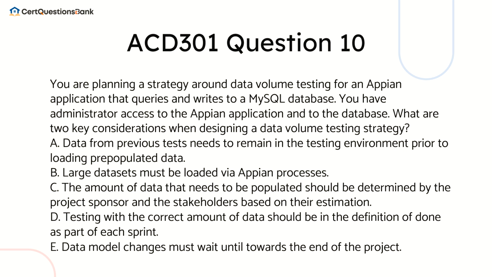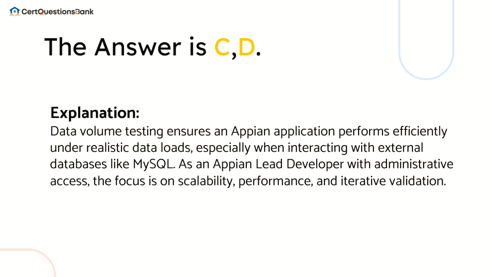B. Large datasets must be loaded via Appian processes. C. The amount of data that needs to be populated should be determined by the project sponsor and the stakeholders based on their estimation. D. Testing with the correct amount of data should be in the definition of done as part of each sprint. E. Data model changes must wait until towards the end of the project. The answer is CD.